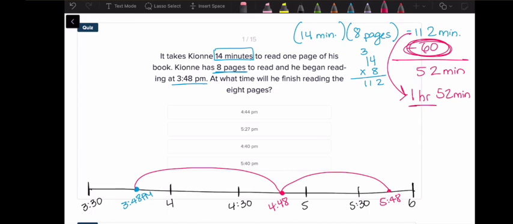But it wasn't actually an entire hour. Instead, it was only 52 minutes. So it was 8 minutes less than an entire hour. So I'm going to rewind myself 8 minutes, and that would put me at 5:40 p.m. So that means that at 5:40 p.m., he finished reading his 8 pages. Again, I did this problem using the timeline because I think it is very useful. If you have another way of doing it, that's awesome too.